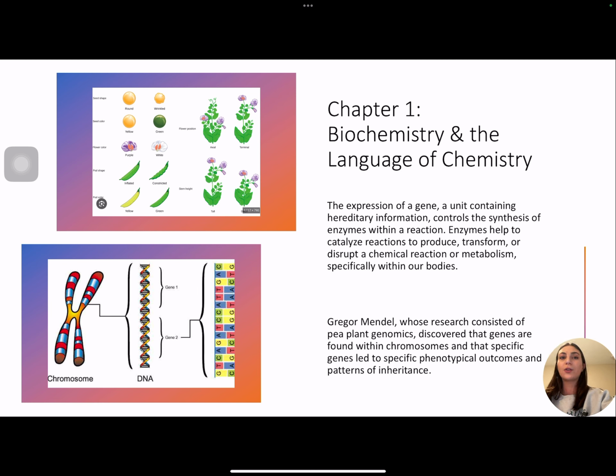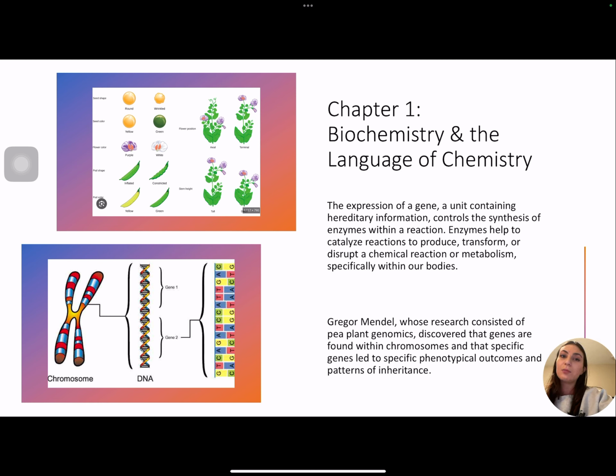Gregor Mendel, the father of genetics and the famous pea plant scientist, conducted research consisting of pea plant genomics. He was able to discover that genes are found within the chromosome, and that specific genes led to specific phenotypical outcomes and patterns of inheritance through generations.